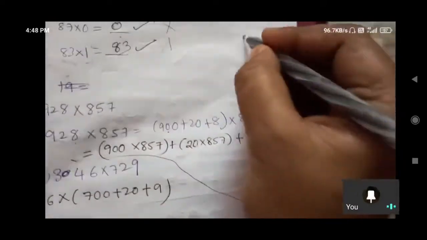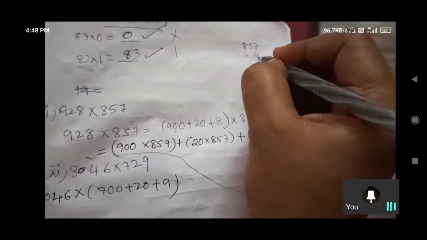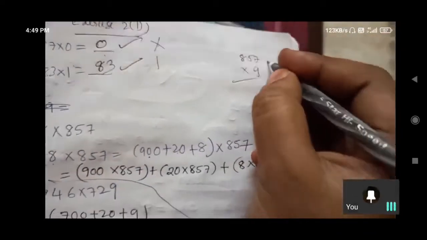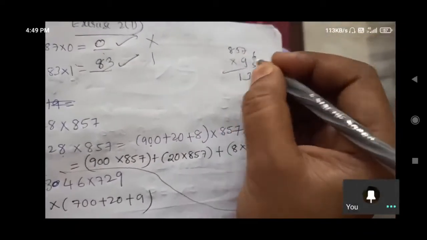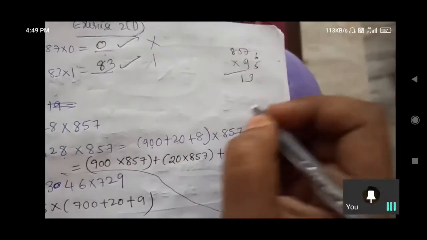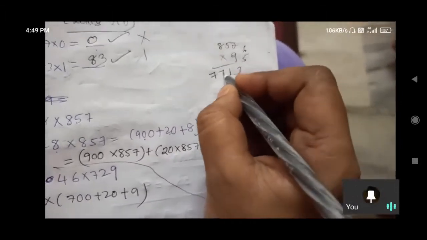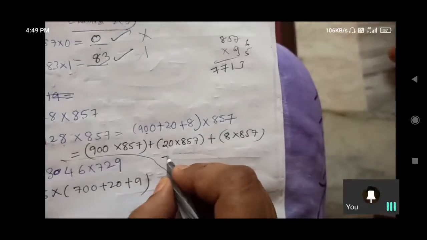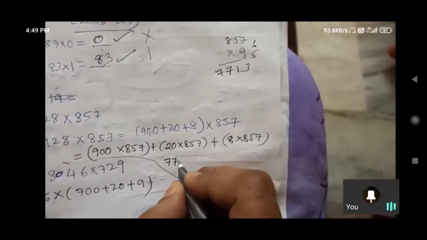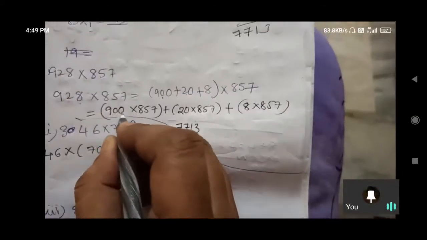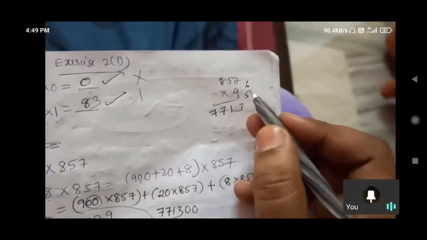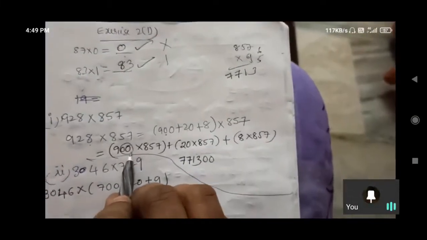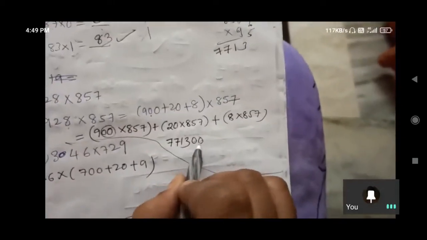How? 857 into 9, how much? 9 7s are 63, 9 5s are 45 plus 6 is 51, and 9 8s are 72 plus 5 is 77. So here we'll get 7713. We have to keep 2 zeros here. Okay na? Because we did multiplication with 9 only, and here we have 900, add the 2 zeros on the right side.